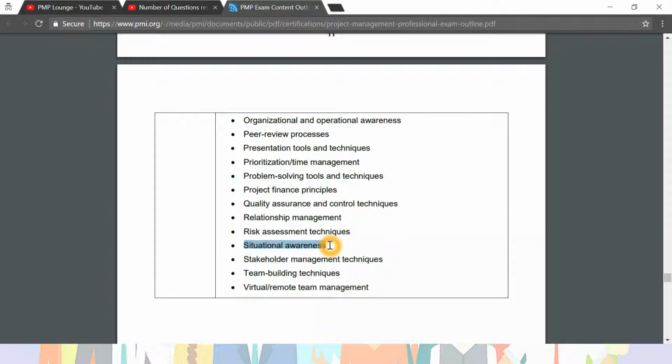again, extremely important. They don't really teach this in schools and colleges. They don't really teach this in the PMBOK guide itself. This is something that needs to come to you, that you need to acquire from your real life project management professional experience. Stakeholder management techniques, team building techniques, and virtual remote team management. Of course, more and more teams are going virtual. You might be working from a certain part of the world, and your team might be sitting at some other part of the world. You need to know how you manage the virtual or the remote teams.